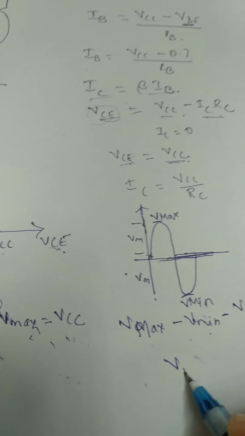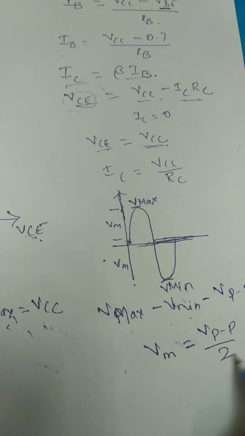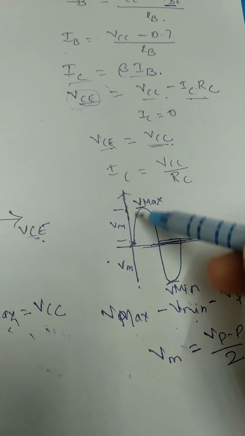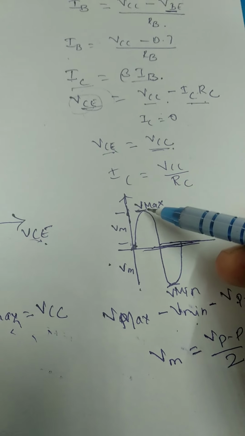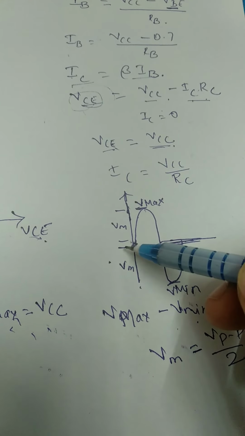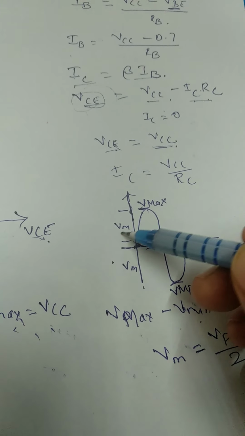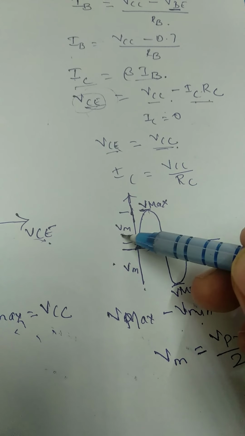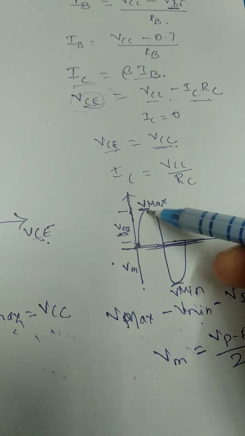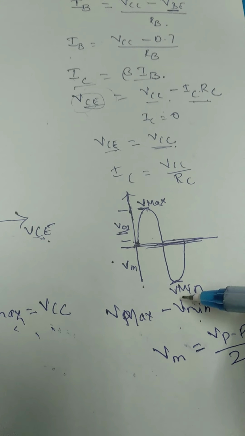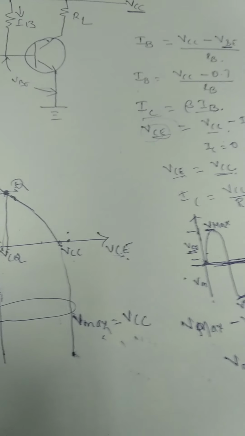So what is V max minus V min? It is VPP. But what is VM? VM is V peak to peak divided by 2. If we want only the voltage from 0 to this peak, we divide V peak to peak by 2, that is V max minus V min divided by 2, and I'll get VM.